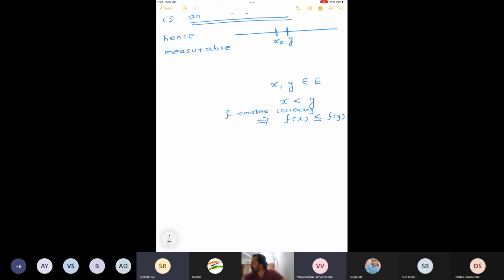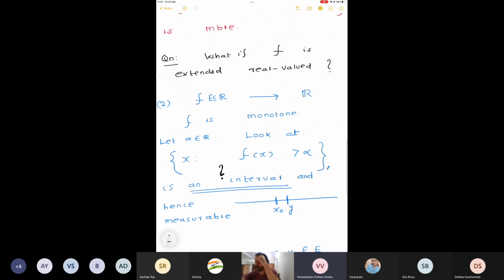But sir, this set will be the intersection of two measurable sets, an interval and E. If you are, so first of all, I should, but I am not given that E is measurable.